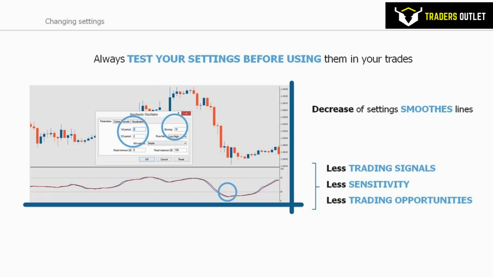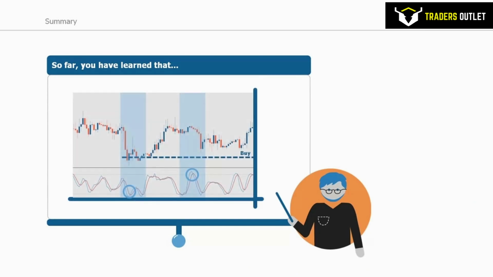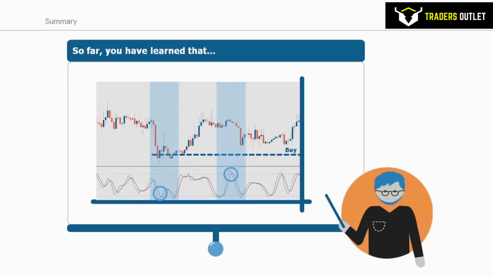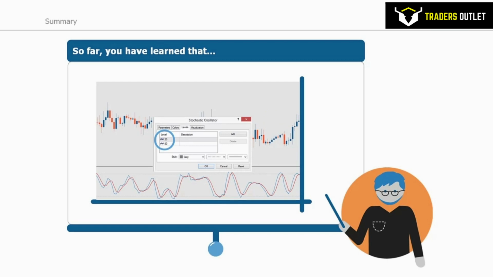So far, you have learned that the stochastic oscillator is an indicator that helps predict reversals of the price of an asset. Traders use it to help them exit trades before a trend changes direction or enter before a new trend begins. It is made up of two moving average lines that travel in between an overbought, neutral, and oversold zone. Traders can change the settings to make the indicator more or less sensitive to price movement. However, it is vital to test whether the changes are improving or worsening your trading results.